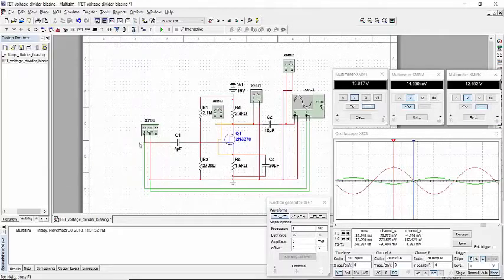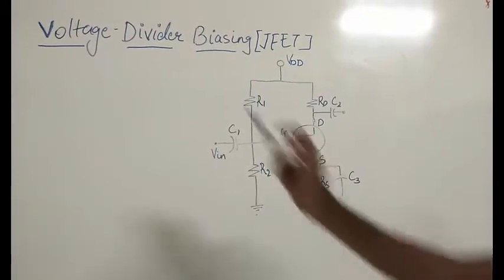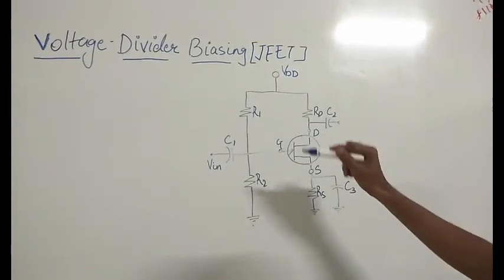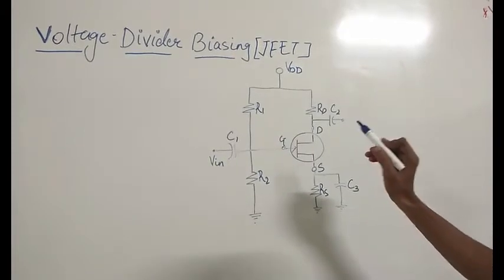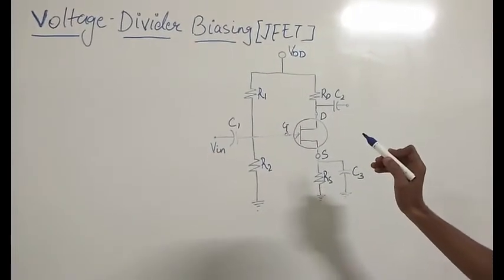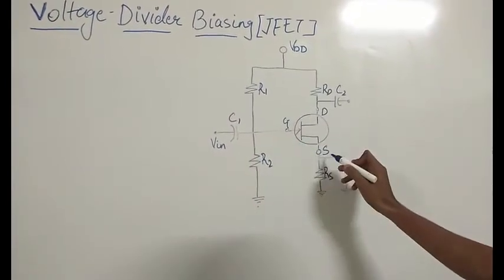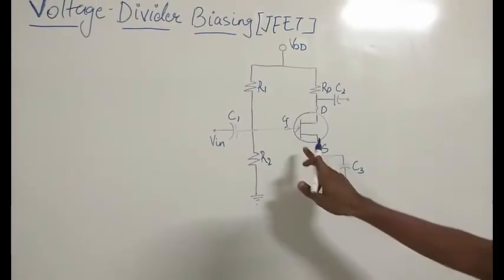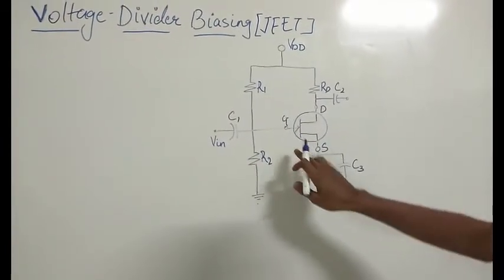So now let's learn more about JFET voltage divider biasing. In this video, we will understand voltage divider biasing of JFET. The basic configuration, as you can see, is already drawn and it will be the same as BJT. The only difference is that in place of the common emitter BJT, we have an N channel JFET. This is the N channel JFET. You can identify the N channel by this arrow.